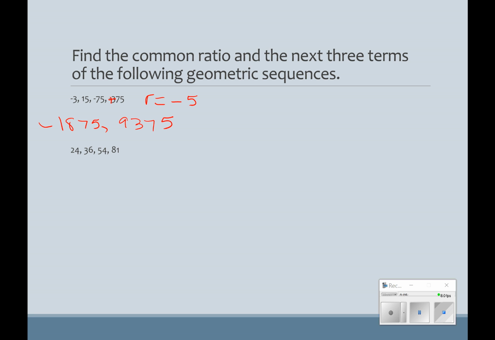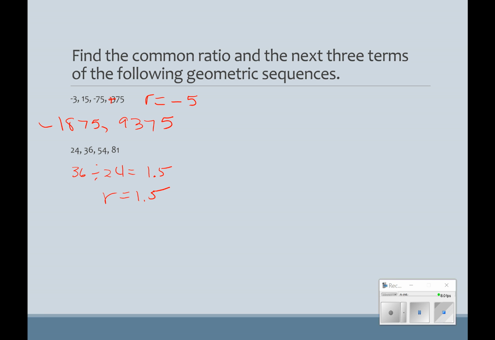When I look at the next one, that doesn't look as easy. So what I'm going to do is divide 36 divided by 24, and that's going to give me 1.5. So 36 divided by 24 equals 1.5. So our ratio is 1.5. So I'm going to multiply each next term by 1.5.